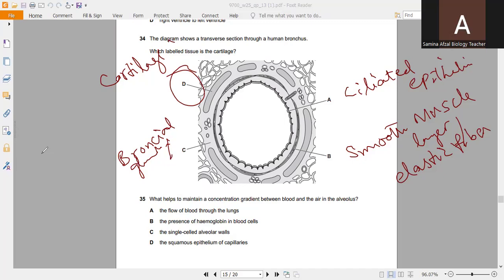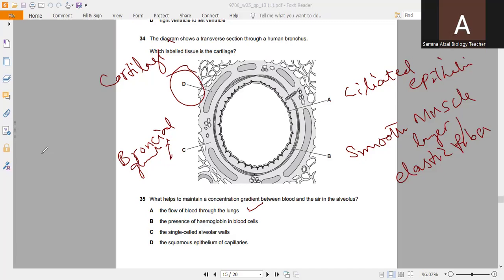This constant replacement ensures that the oxygen concentration in the capillary blood entering the alveoli remains constantly lower than the air in the alveoli. Ventilation, breathing, replaces the air in the alveoli to keep oxygen levels high. So we can say that the flow of blood through the lungs is maintained. This is the correct option.